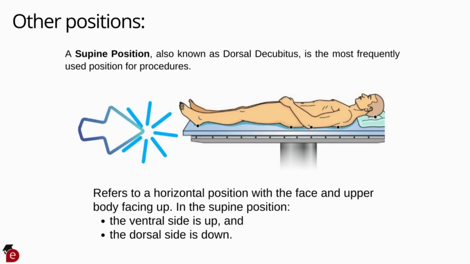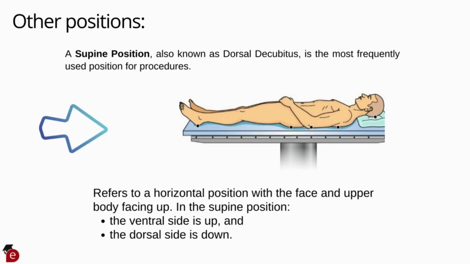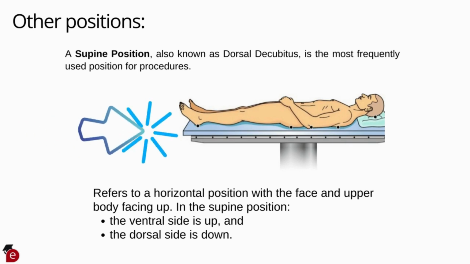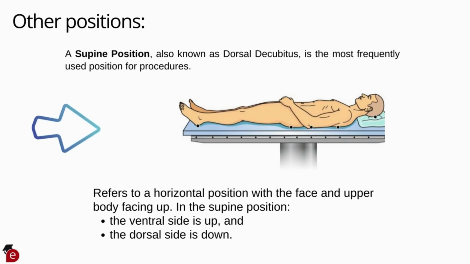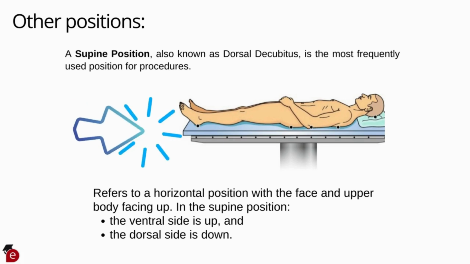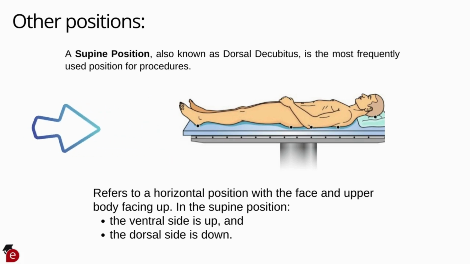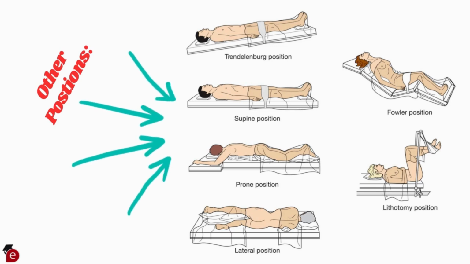Now, apart from anatomical position, we also have other positions which we usually refer to whenever we are studying human anatomy. For instance, we have the supine position, which is also known as dorsal decubitus. This position is most frequently used during procedures. Besides this, we also have many other positions that are commonly used in medicine. We have, for instance, prone position, which is the inverse of supine, whereby an individual is facing down horizontally. And then we have lithotomy position, among many others.